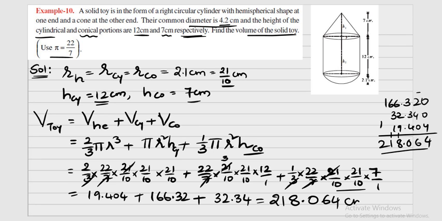So what is the answer? 218.064. Since it is volume, the unit is centimeter cube. So the answer is 218.064 centimeter cube. Likewise, we can find out the volume of the solid toy, right?